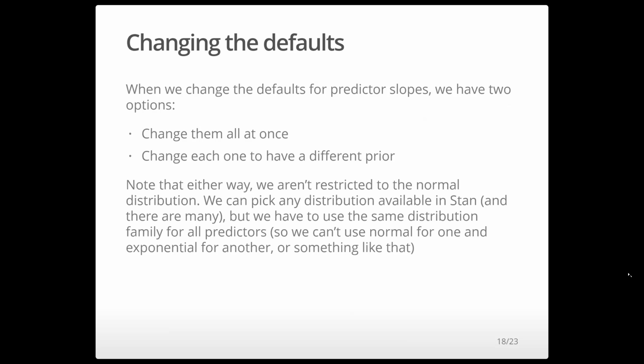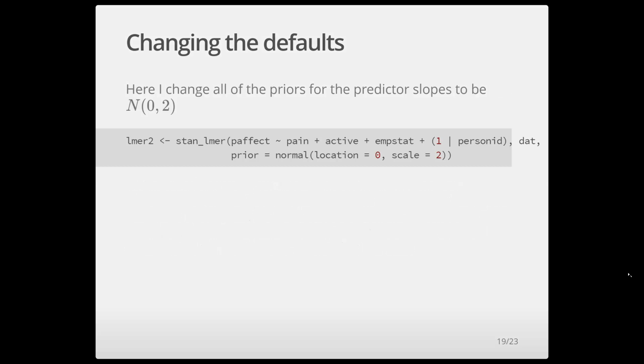One thing is that we have to use the same distribution for every slope. So we can only set the distribution once, but we could change the actual values and the parameters of the distribution for each coefficient. So here I change each predictor slope to have a prior of normal 0, 2. So you see I set location equals 0 and scale equals 2 inside this normal call for prior equals.